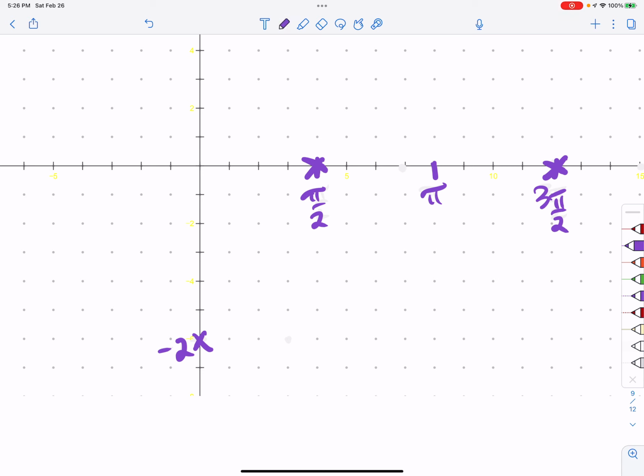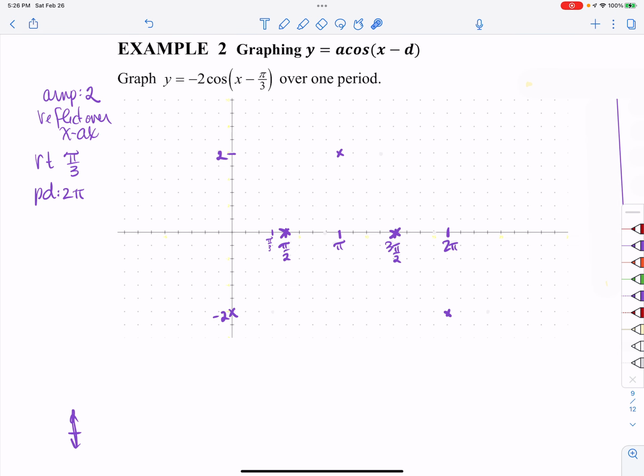So what I'm going to do is I'm going to call 3 blocks pi over 3. Okay, so 3 blocks then is pi over 3. So that means that I'm going to take every one of my 5 major values and shift it 3 blocks to the right. So my first minimum shifts 3 blocks to the right. My pi over 2, 3 blocks to the right. My pi maximum, 3 blocks to the right. 3 pi over 2, x-intercept, 3 blocks to the right. And 2 pi minimum, 3 blocks to the right.